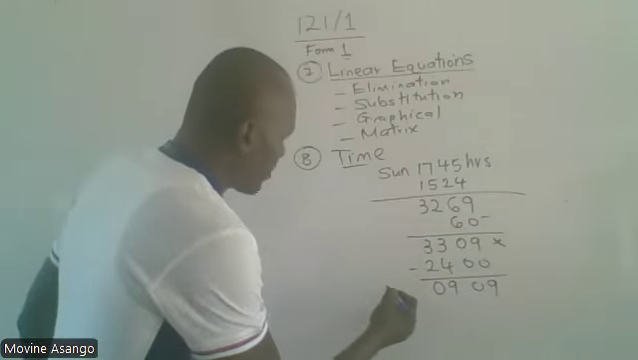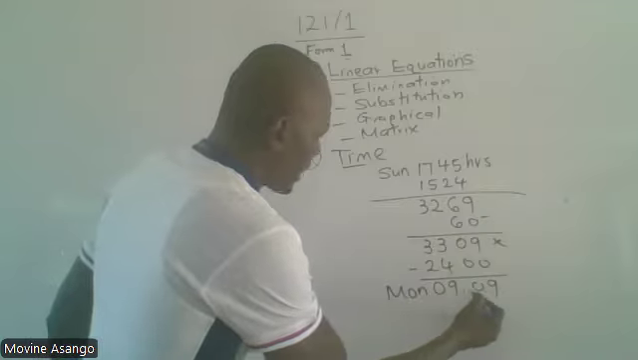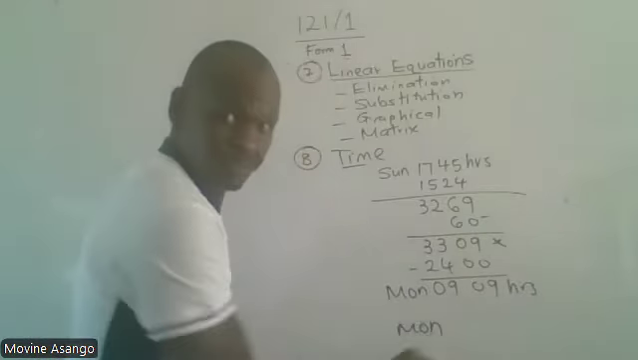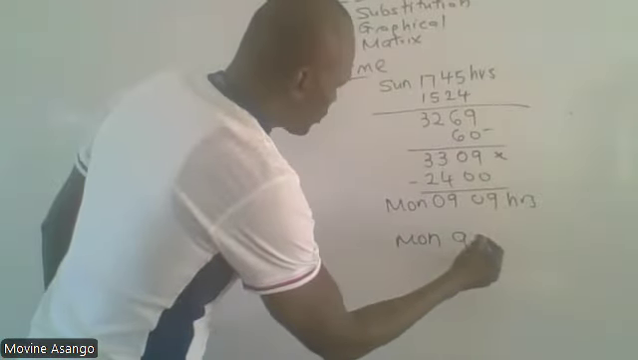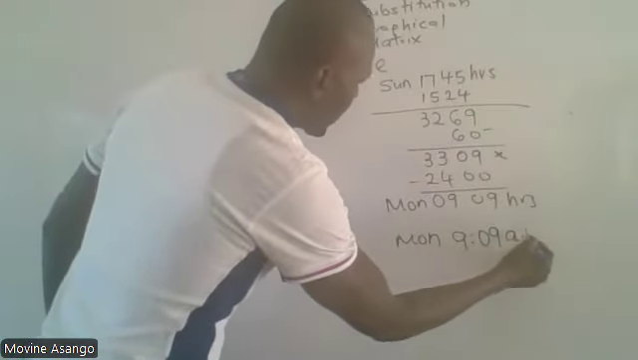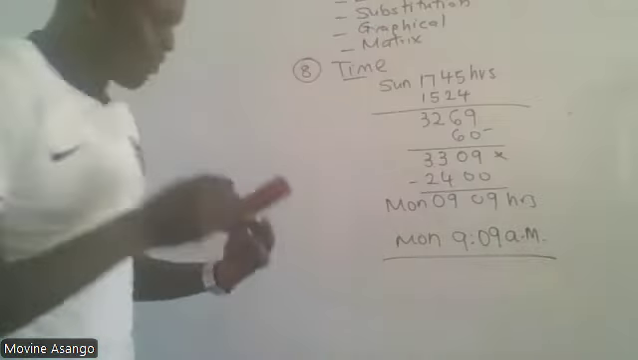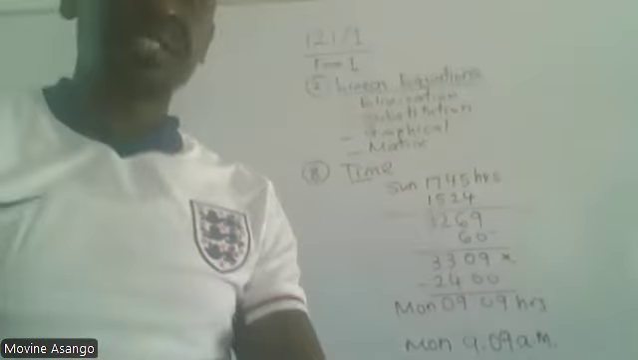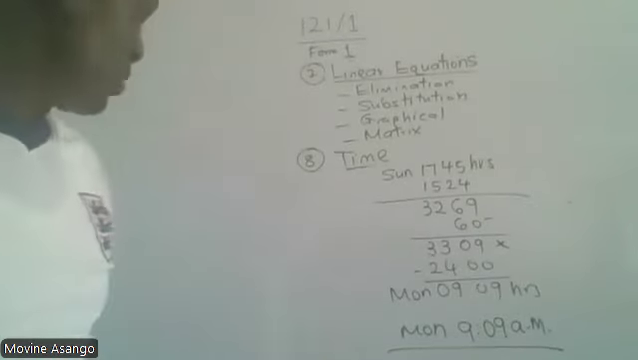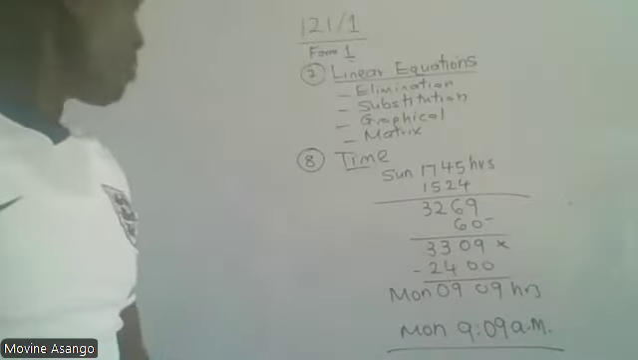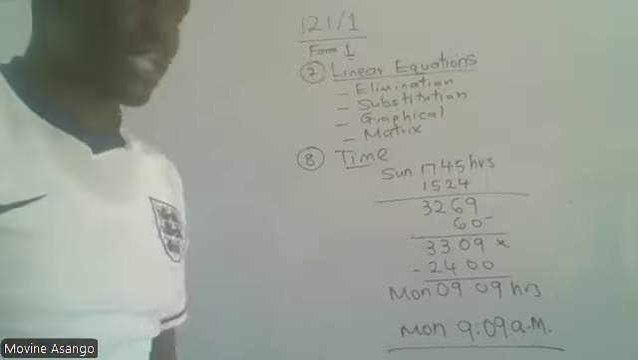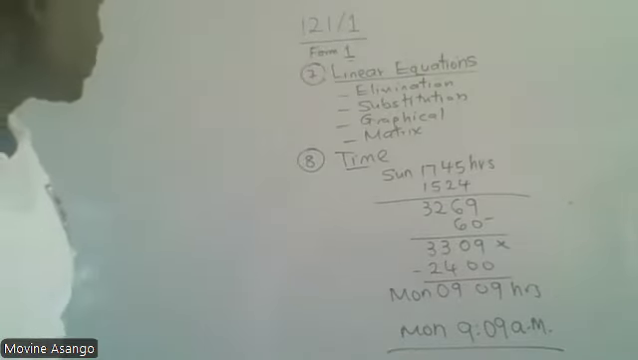Therefore, the arrival time is Monday, 0909 hours, or simply Monday, 9:09 a.m. You have to be systematic in your presentation of the response. Don't rush. Be systematic. Know what to do with the units that we have under time.